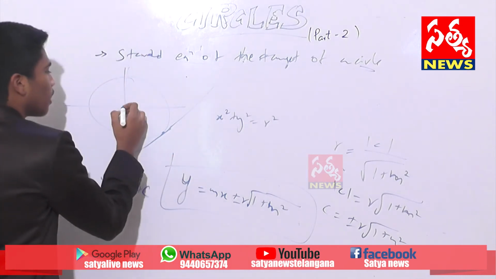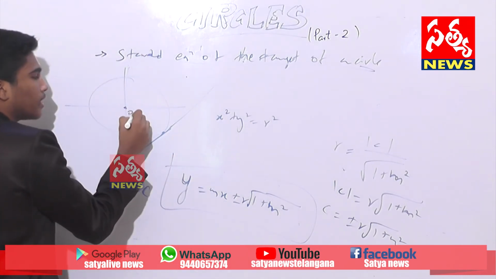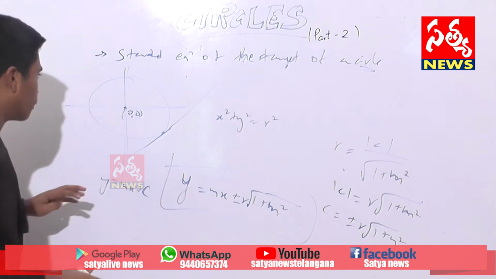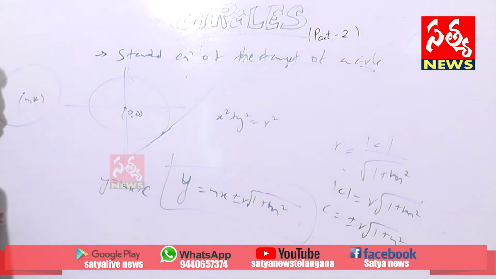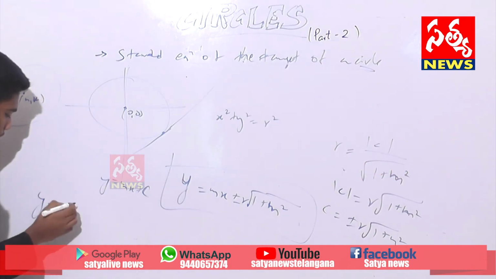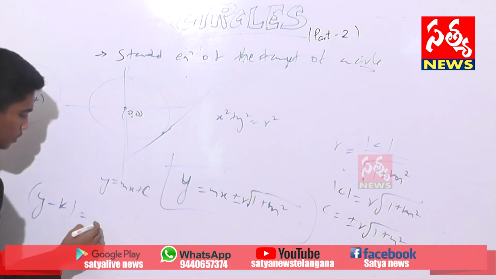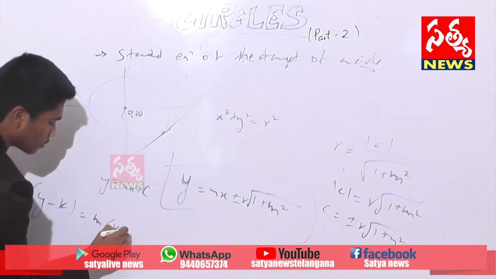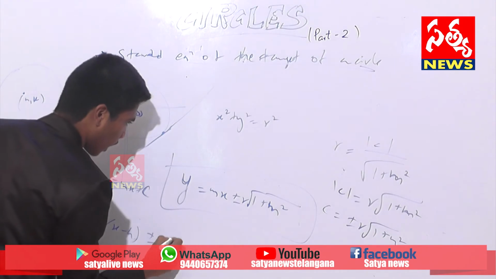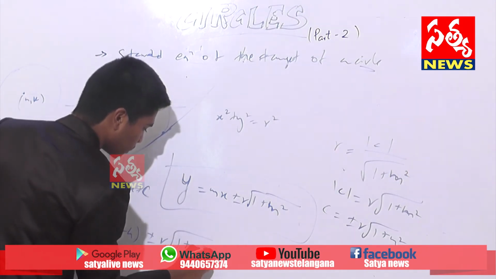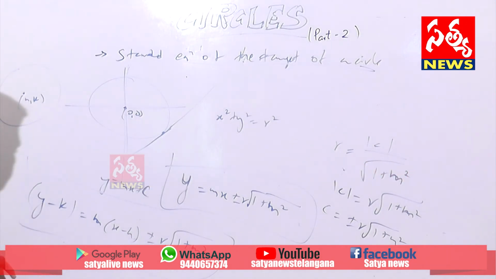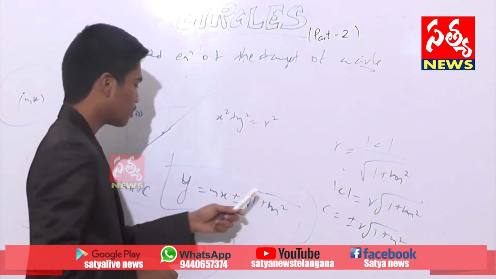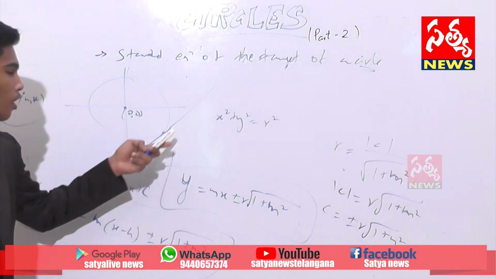With this, here the center is at origin, which is 0, 0. What if the center is at h, k? Simply we subtract: y minus k is equals to m into x minus h plus or minus r under root 1 plus m square. Okay, in this way we got the standard equation of a tangent to a circle.